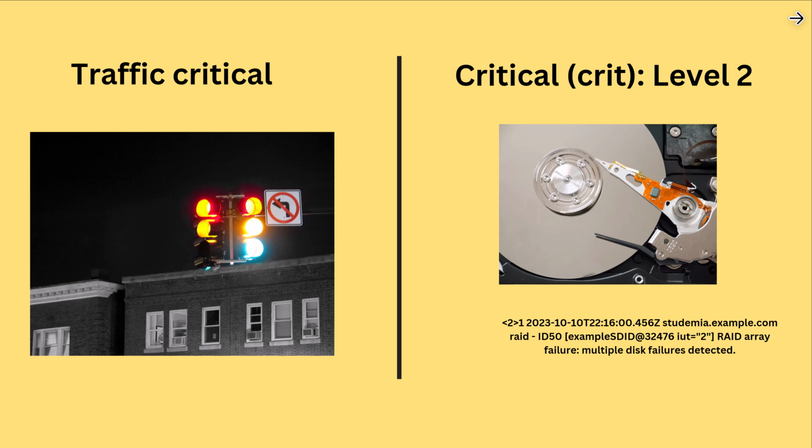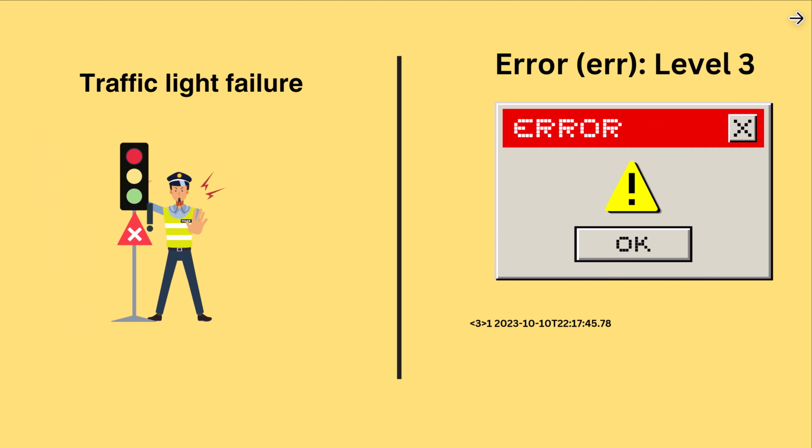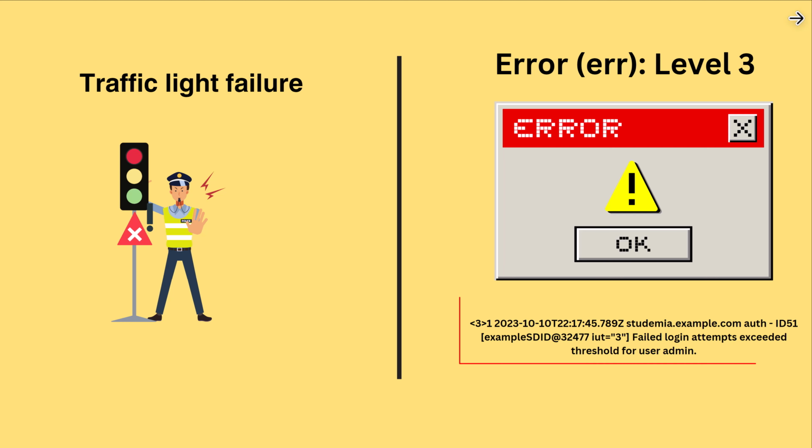Number 3, you will see the traffic light failure or malfunction. Similar to the computer, it will generate an error. If it's a malfunction, it will tell you, as you can see, that failed login attempts exceeded. So if you're a user on the computer trying multiple times with your username and the password doesn't work, it will generate a message like that.